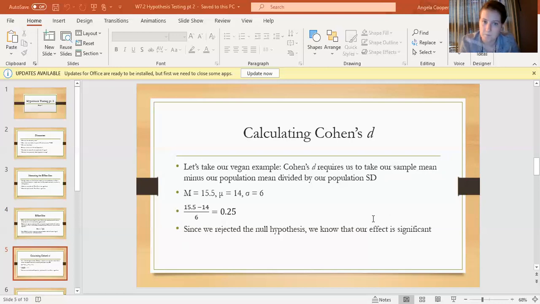So we take our sample mean minus population mean and divide it by our population standard deviation. So we have our sample mean of vegans of 15.5, our population mean of the general American public being 14, and the standard deviation of the general American public being 6. So 15.5 minus 14 divided by 6, that equals 0.25. So Cohen's d equals 0.25.